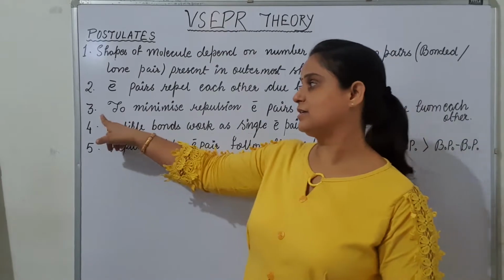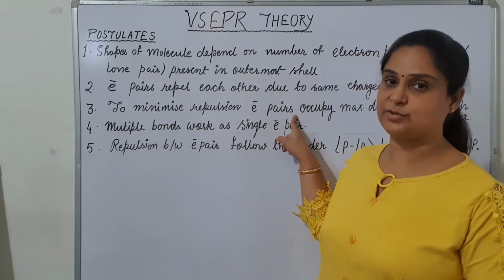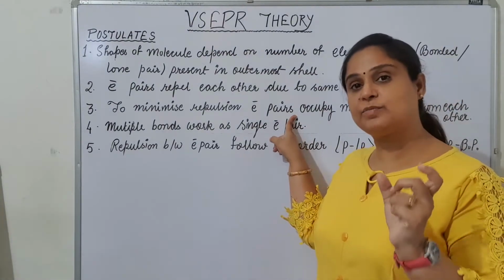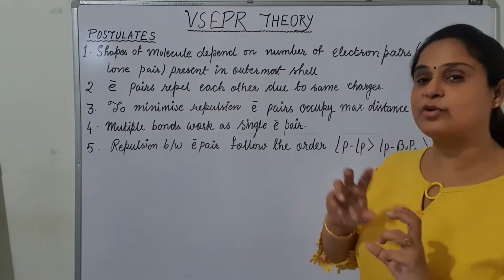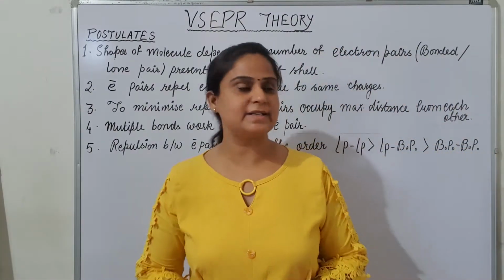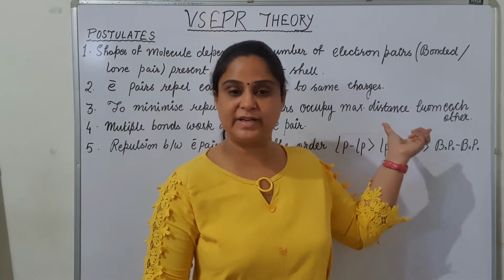So the third postulate tells us to minimize the repulsion between the electron pairs. What do the electron pairs do? They occupy the maximum distance from each other. Now we can understand this maintaining of maximum distance by taking one example.